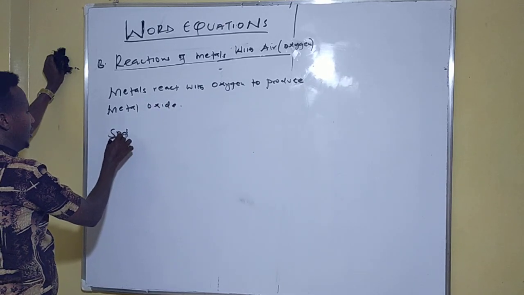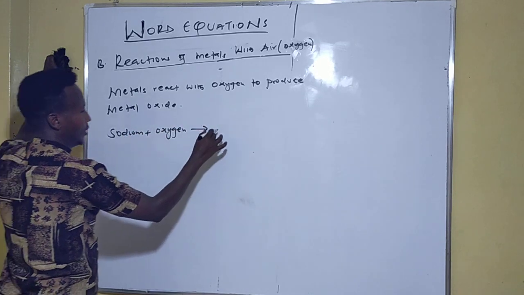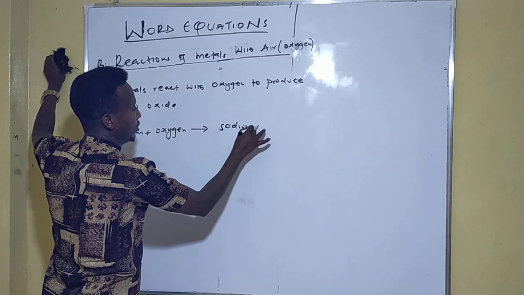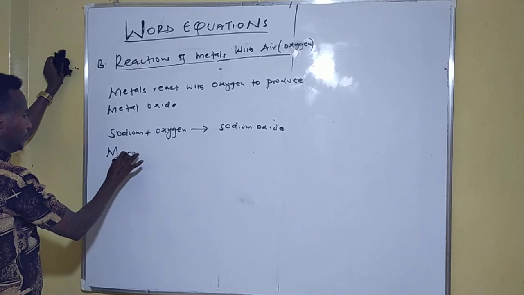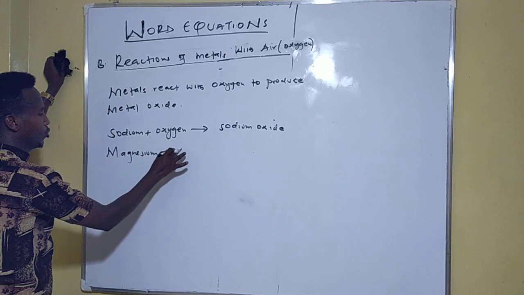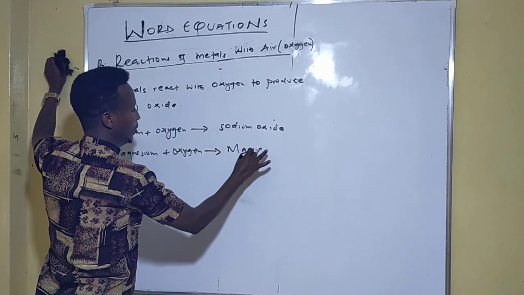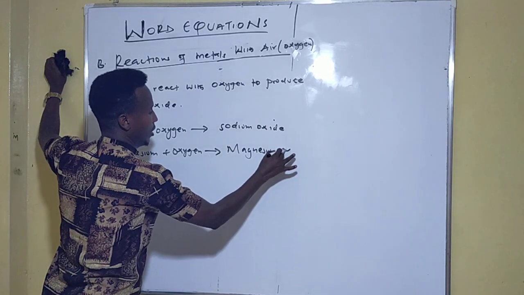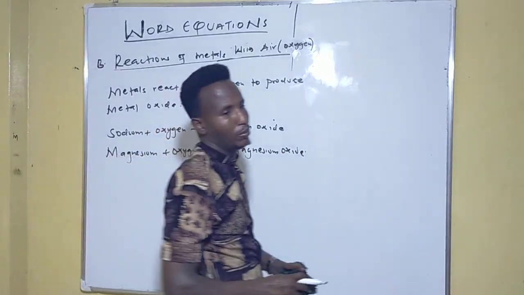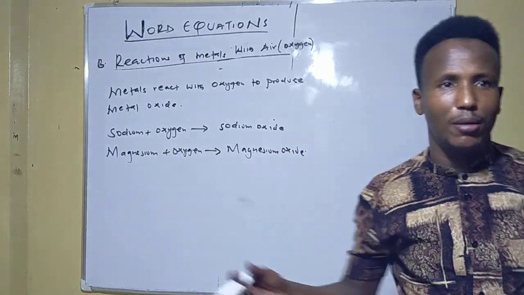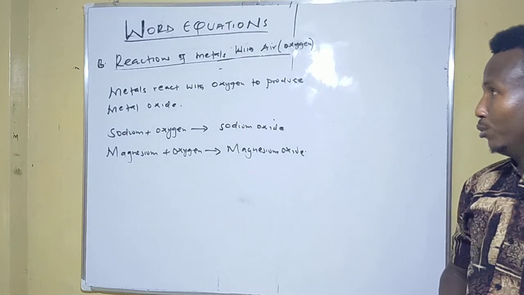We have sodium again plus oxygen. It's going to give us sodium oxide. Then let's say another one. Magnesium plus oxygen. It's going to give us magnesium oxide. Just understand. So these metal oxides formed in solution are bases. If you add them to water, they will form a basic solution, for your information.